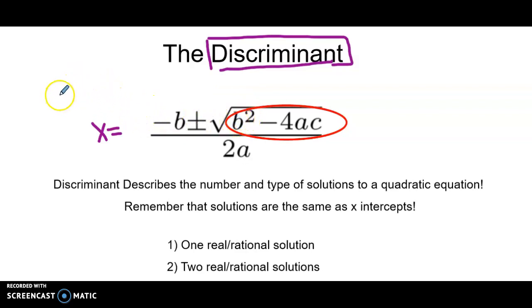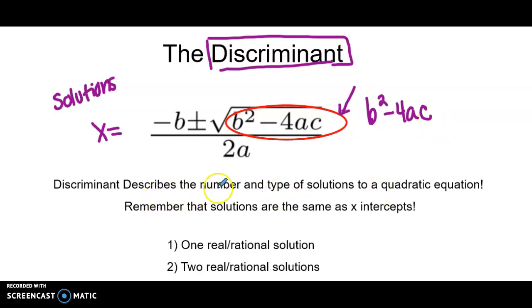And remember, the quadratic formula will always give you the solutions or the x-intercepts or the roots of your equation. Now, we are going to be able to tell from this formula, without even doing the entire thing, how many solutions and what type they are, okay? So we're going to take a look at something called the discriminant, which is this specific piece under the radical. The discriminant is just the b squared minus 4ac. That's all it is. It's not the radical. It's just the portion under the radical.